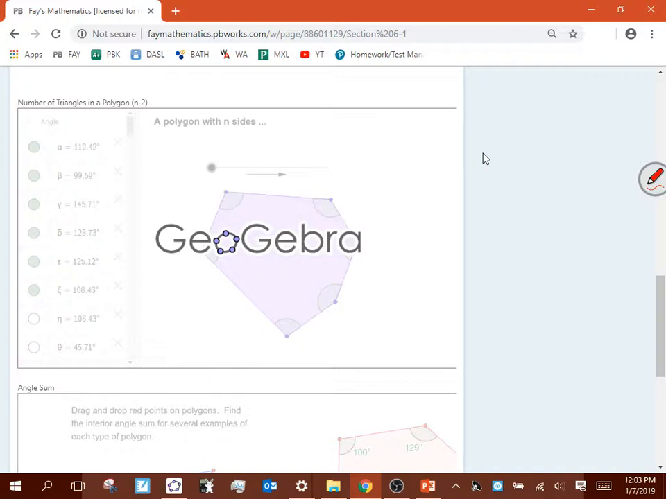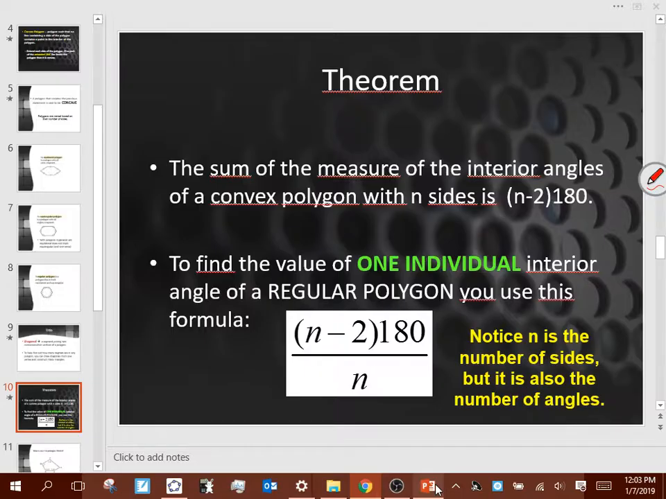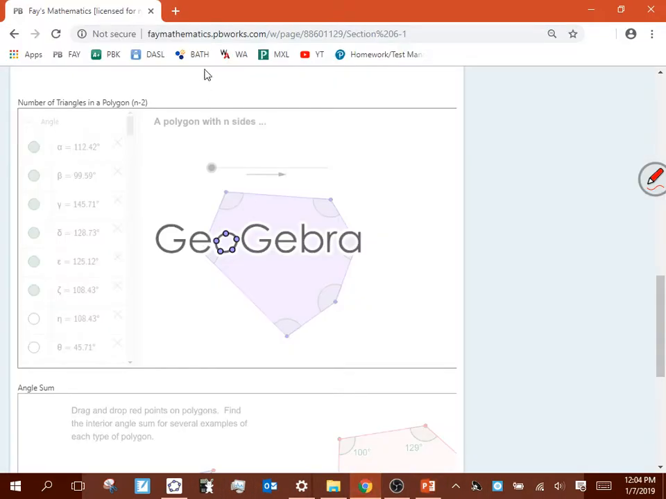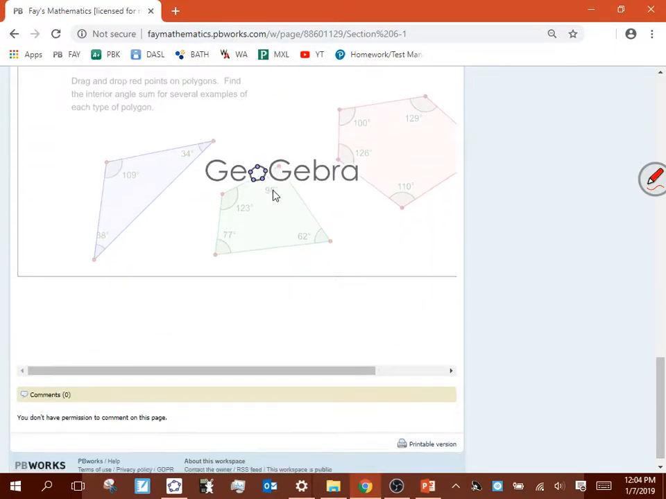No, 10 minus 8. Wait, what's the formula? Oh, sorry. N minus 2 times 180. Just right now, don't write that bottom one yet. So where is that formula coming from? N minus 2 times 180. Every time that I take a polygon. Man, this thing's slow to load.